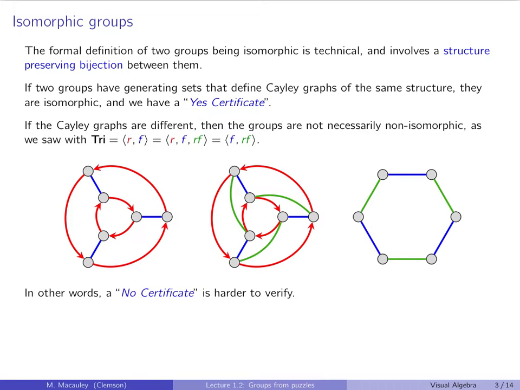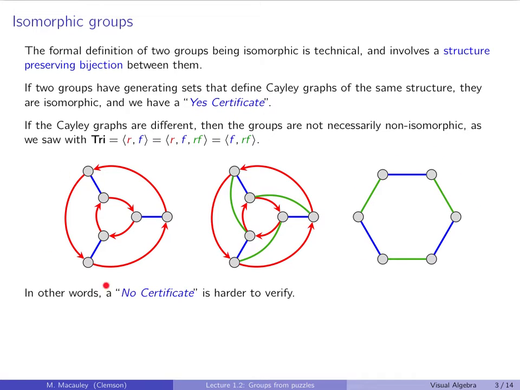If the Cayley graphs are different, then the groups are not necessarily non-isomorphic, as we saw with the triangle symmetry group. If we used a reflection and a rotation as a generating set, we got this Cayley graph. I've rearranged it a little bit differently, but it's three cycles that go in opposite directions connected by these blue edges. If we use a different generating set, namely two reflections, it doesn't matter which ones. I think in the previous lecture I used f and r squared f, but f and rf give you the same thing. A Cayley graph that looks like a hexagon.